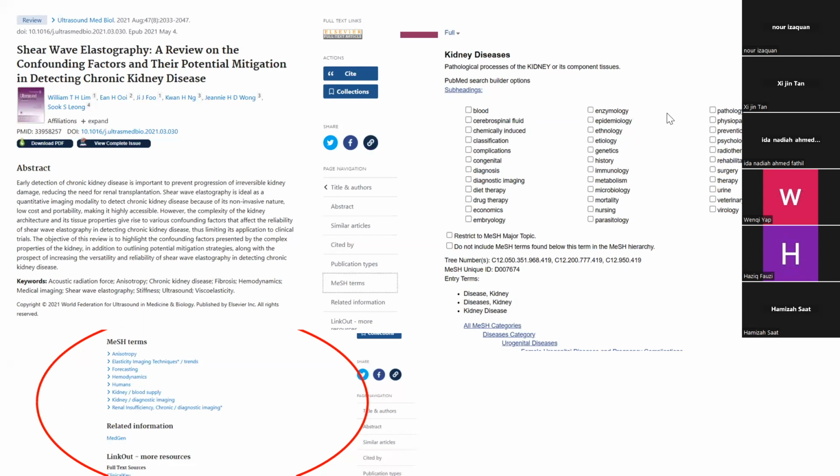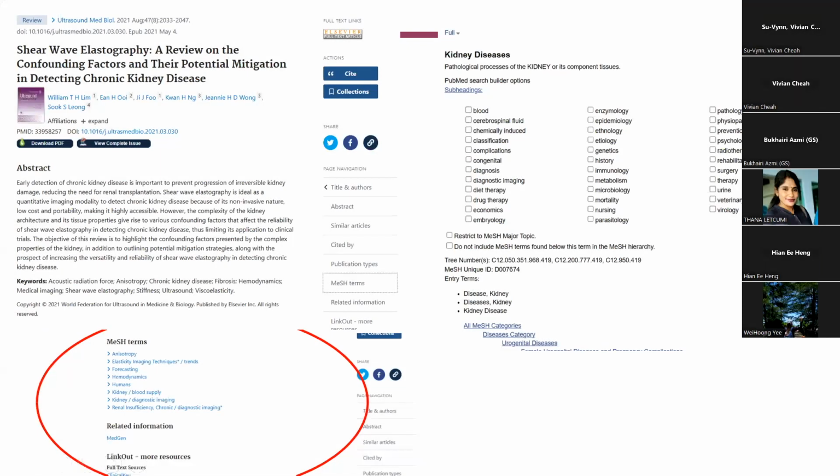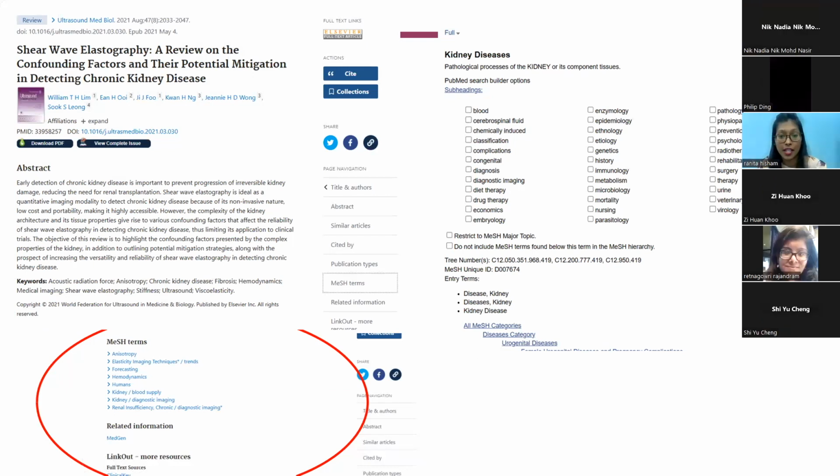This is a kidney disease MeSH, medical subject heading. Under that, when you go to medical subject heading, there are entry terms. These are all the keywords that the librarians use. PubMed is under the National Library of Medicine. So basically, this is where we get our medical subject heading. We will do the hands-on session next time.